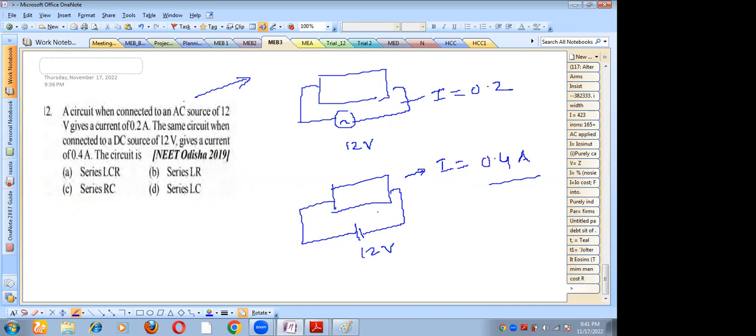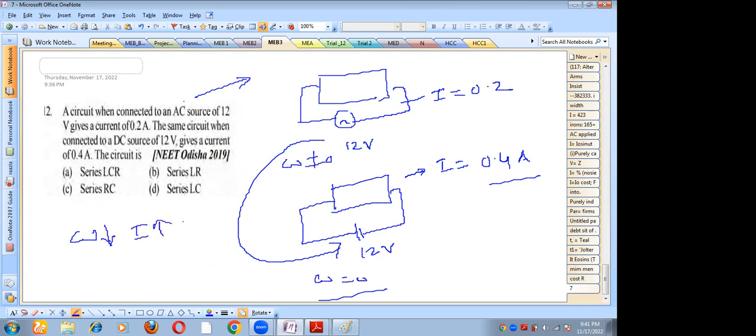What does it mean? See, if the source is converted to DC source, what will happen? Here omega is 0. Getting my point? For a DC source, omega is 0. In the AC case, omega is obviously not equal to 0. So when omega decreases, what happens? Current increases. When omega decreases, current increases.